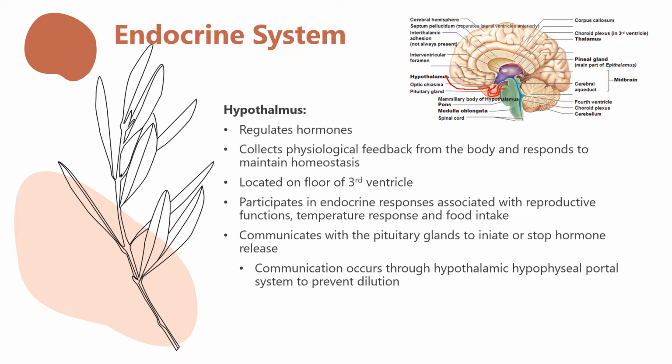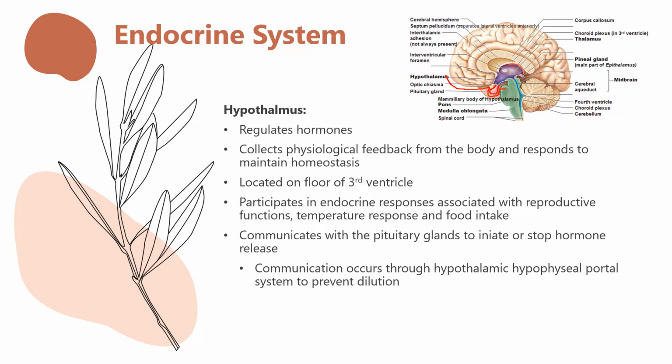So it's going to collect physiologic feedback from the body's blood, so it's the monitor, and then if it sees deviation from homeostasis, it is going to stimulate the anterior pituitary to then go ahead and release specific types of hormones. It communicates with the anterior pituitary through a portal system.